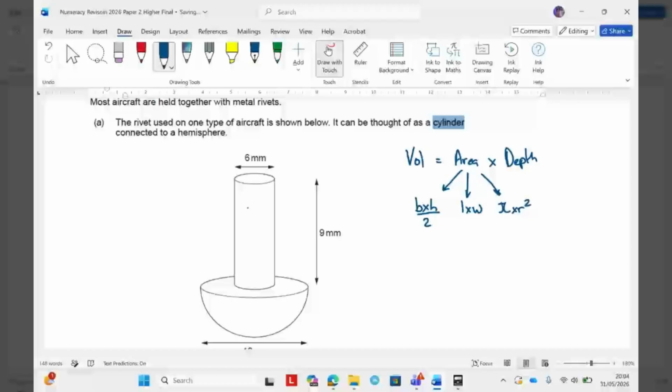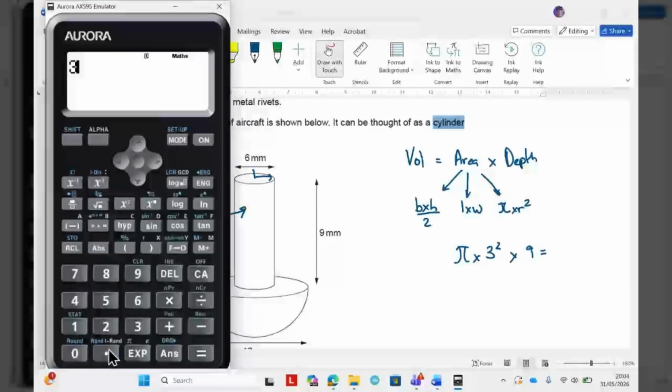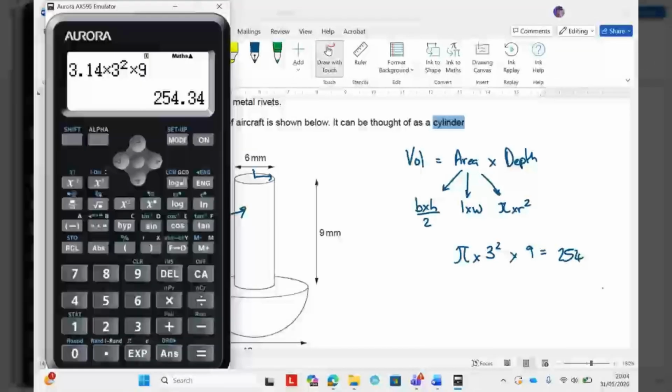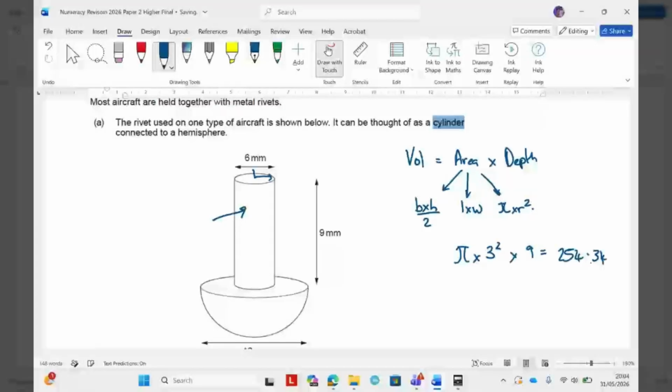So if I was working out the volume of this cylinder here, I'd be doing pi times the radius squared, which is half of that, 3, then times the depth of 9. Let's do that quickly. 3.14 times 3 squared times 9 equals 254.34. Fab. Let's actually read this question.